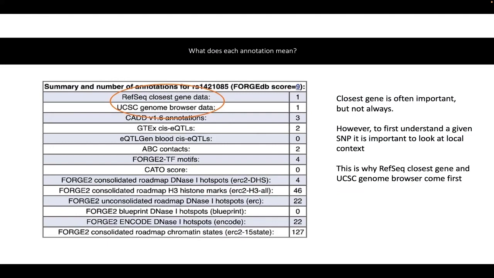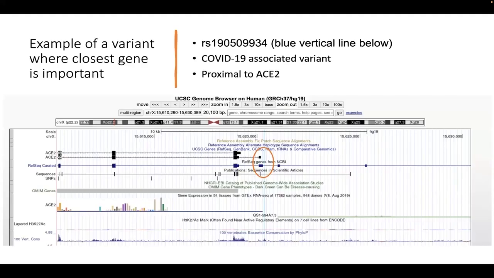The first annotation that we have is closest gene. Why? Because closest gene, even though it's not useful for every SNP, can give you the first indication of what this SNP does. Closest gene is not always the right gene, but it's good to know what the closest gene is for a particular locus. I'm sure, Ludmila, you will have seen that closest gene is sometimes the most important gene. Not always, but sometimes, right? And so it's important to know what the closest gene is and what the context is. This is why we provide browser information and closest gene information.